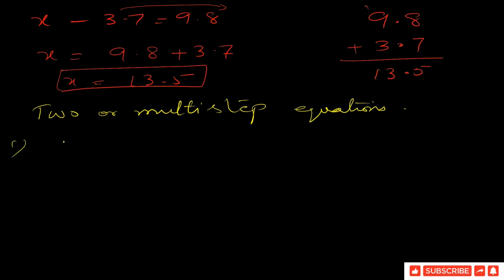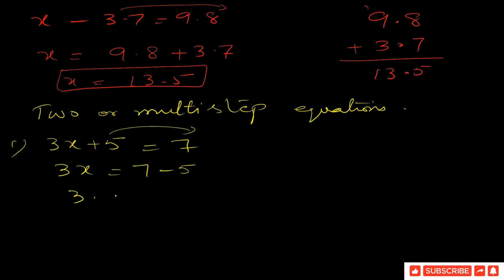3x plus 5 equals 7. Now, first of all, we shall take this constant to the other side and 3x remains on the left side. So 5 will go to the other side. It becomes 3x equals 7 minus 5. Because it was positive on the left side, when 5 went to the other side, it becomes negative 5. So 3x is equal to 2.